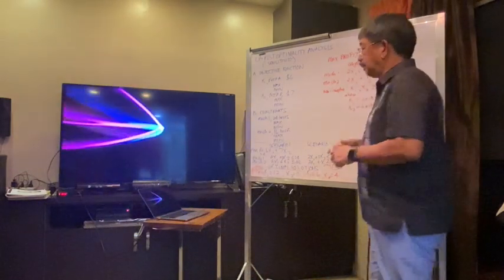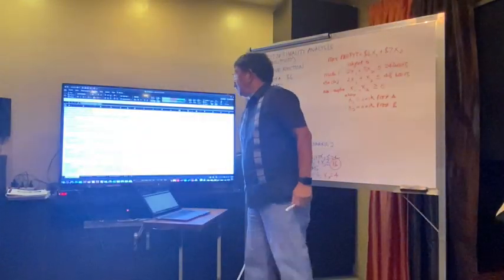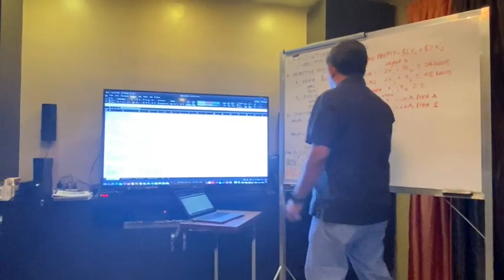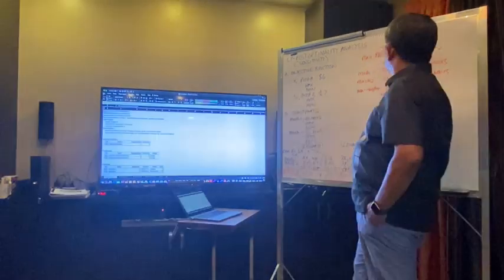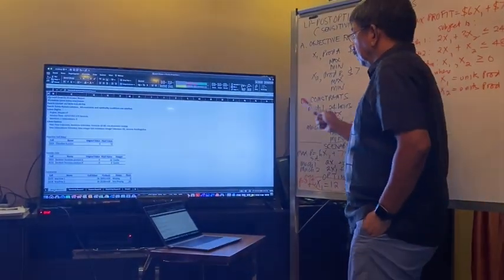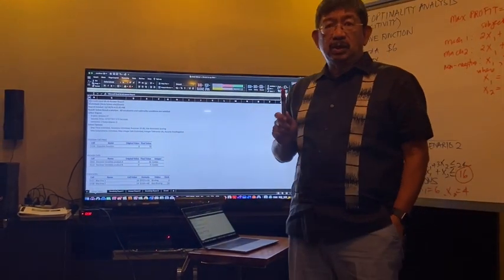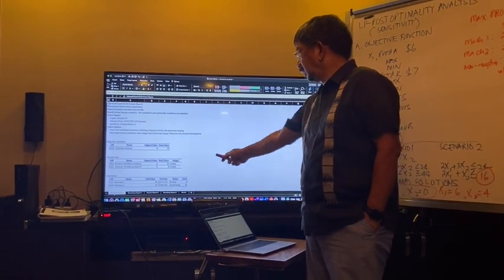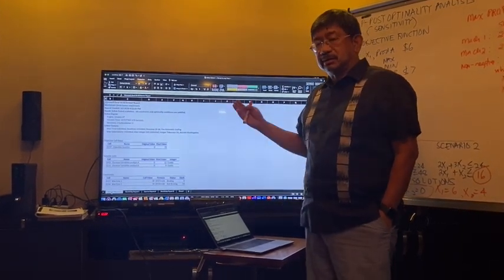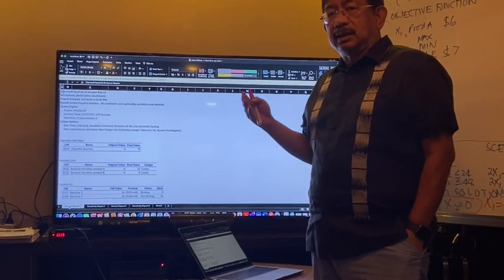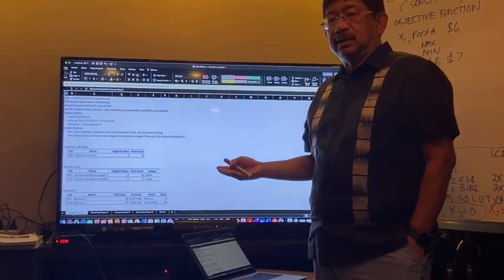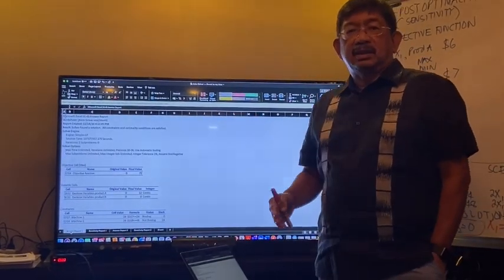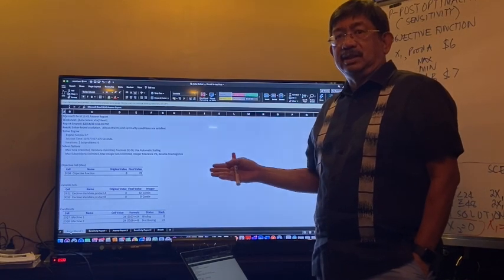I also explained to you what the meaning of a binding constraint is. Based on the answer report of this very simple LP model, between the two constraints, machine 1 and machine 2, only machine 1 was binding while machine 2 was not binding. A binding constraint is a limiting constraint. It means that if you want to increase your profit, then the bottleneck is machine 1.